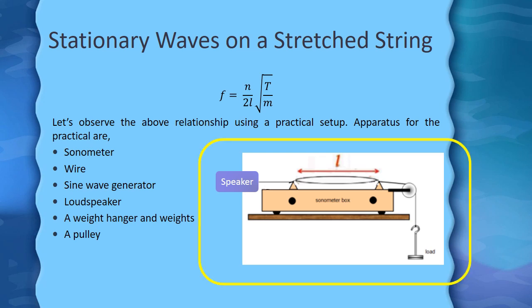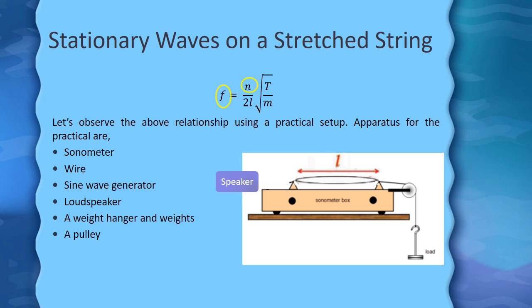For the practical, one end of the wire is connected to the speaker and the other end is applied with a load of 20 grams, to provide the tension for the wire. The loudspeaker is connected to the signal generator and provided with a sine signal with the calculated frequency. Since we are not changing the tension, mass per unit length and the length of the wire during the practical, frequency is directly proportional to the number of antinodes.